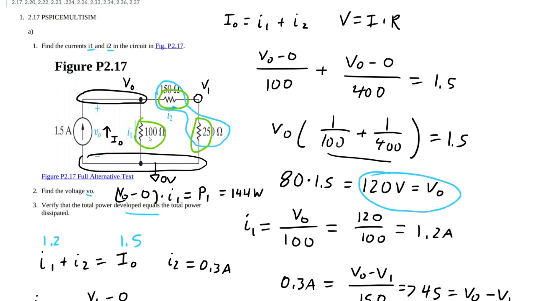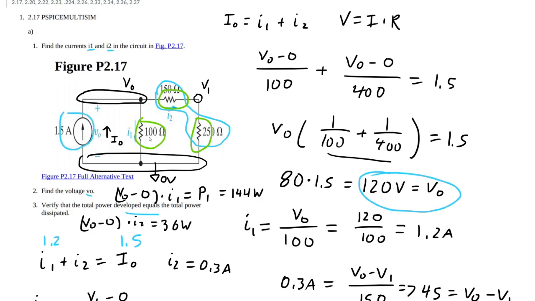And then we'll consider these two resistors together just to save a bit of time. So we have VO minus 0 times I2, and I2 is 0.3 times 120, which equals 36 watts. We also have this current source over here.